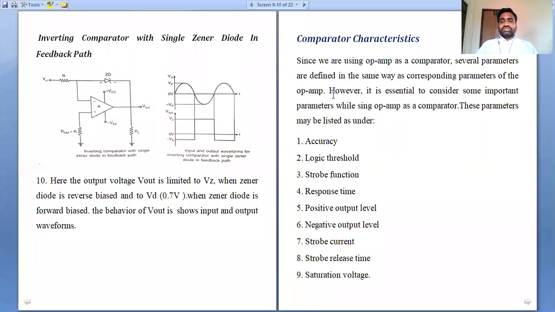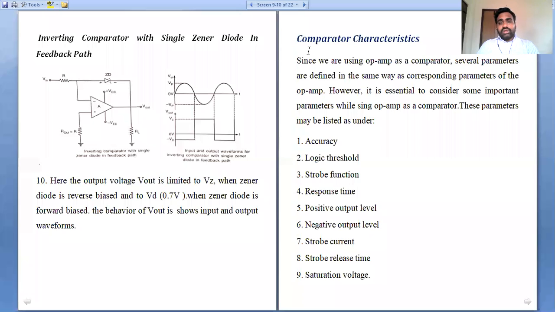Coming to the second topic we are going to discuss today, the characteristics of the comparator. Previously we observed the ideal characteristics of the operational amplifier, the practical characteristics of the operational amplifier, and the characteristics of linear applications of the operational amplifier. Here the comparator is a non-linear application of the operational amplifier.